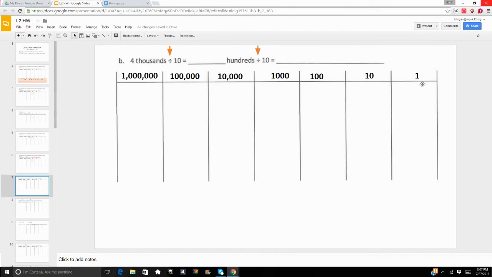Again, for B, we need to label our place value chart: 1, 10, 100, 1,000, 10,000, 100,000, 1 million. Now, this is a little different because this is division, so we're going to be going backward. What is the opposite of multiplication? If we move in this direction to the left, we're multiplying by 10. So if we move in the opposite direction, we're dividing by 10. So if we have 4,000s divided by 10, we have our 4,000s, and we have to move backwards.